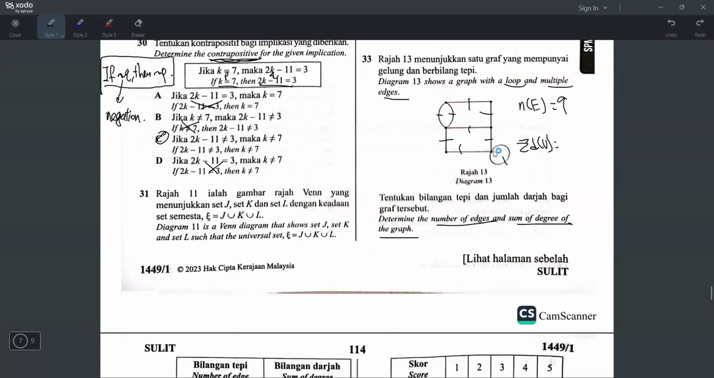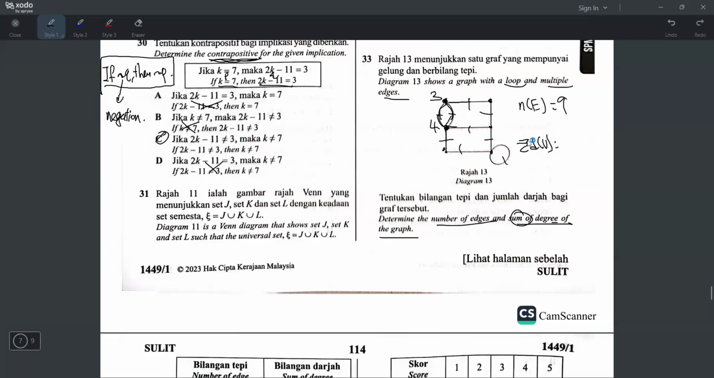What about the sum of degree? For the sum of degree, you can do slowly. You find the degree of each vertex one by one. How to calculate the degree of a vertex? You see how many lines connect to that vertex. For example, this vertex has 3 lines connecting, so 3 is the degree. Then try the next point: 1, 2, 3, 4, so 4. Keep doing for all the vertices and then you add everything, because they want the sum of degree of all the vertices.